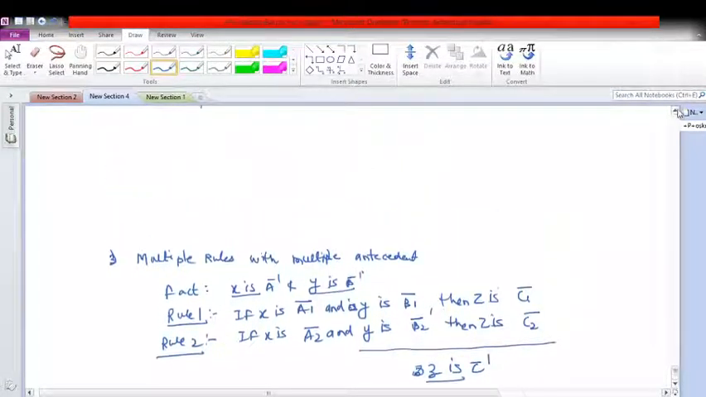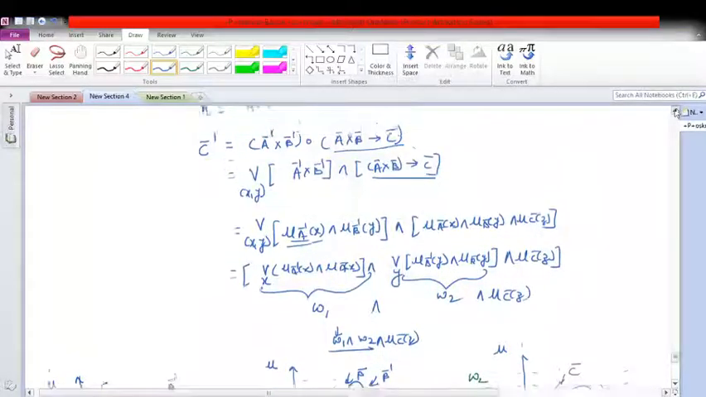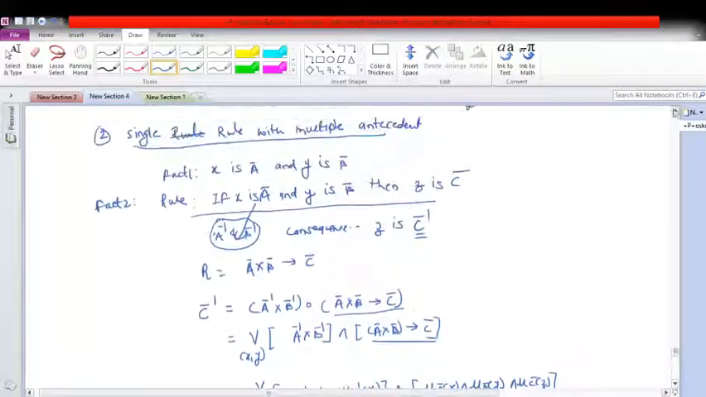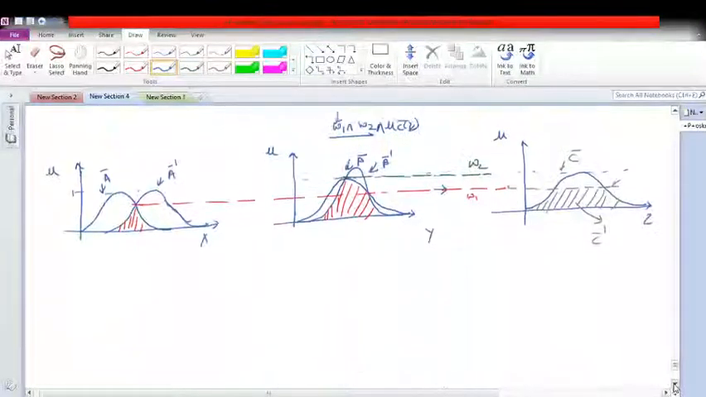Let me clear here. Here also I have written the fact wrongly. Fact is x is a bar dash and y is b bar dash, and the rule says that if x is a bar, y is b bar, then z is c bar. So the consequent is z is c bar dash. Please correct it. Okay.